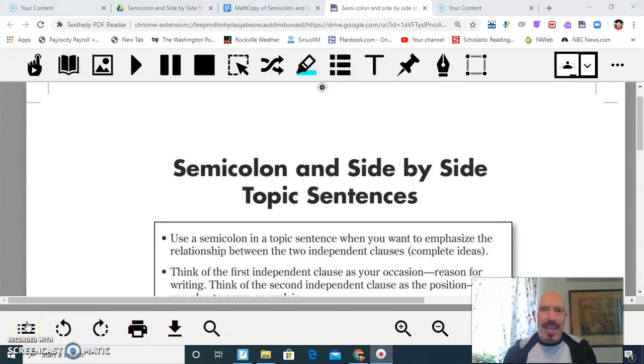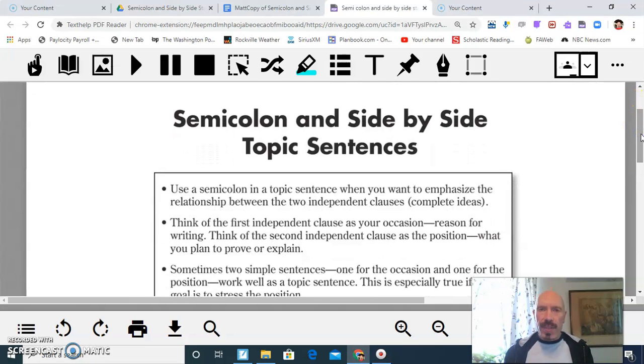Hello, this presentation is about writing topic sentences or thesis statements that involve the use of a semicolon, or you could even call them side-by-side sentences. Now, the trick is that we are using a pair of sentences or a long singular statement to introduce our topic. As the first bullet point notes, a semicolon in a topic sentence is when you want to emphasize the relationship between two independent clauses.